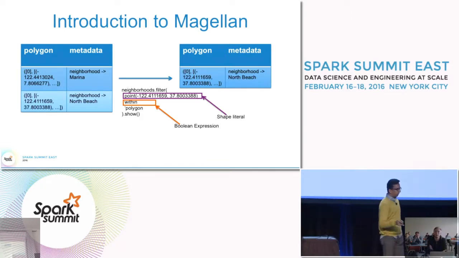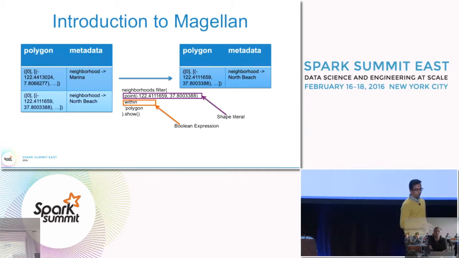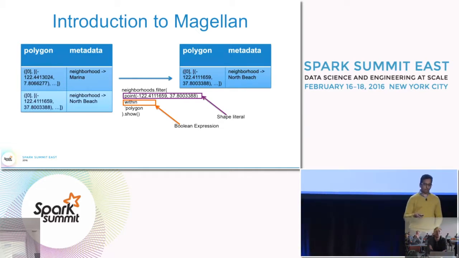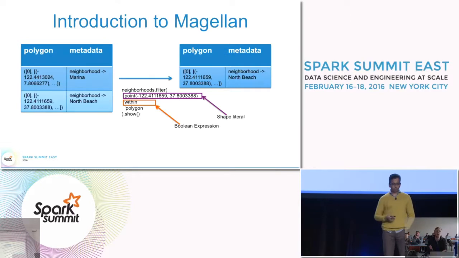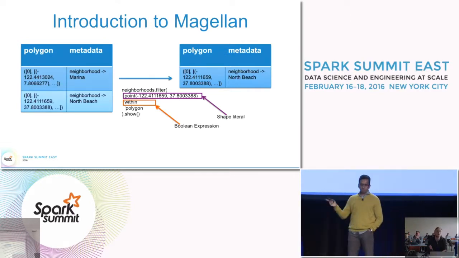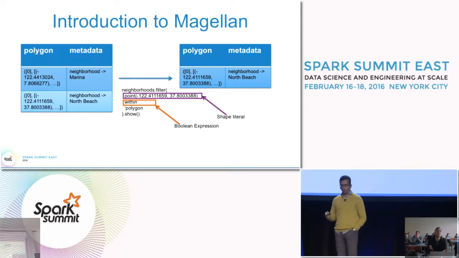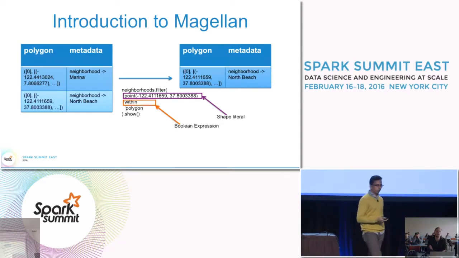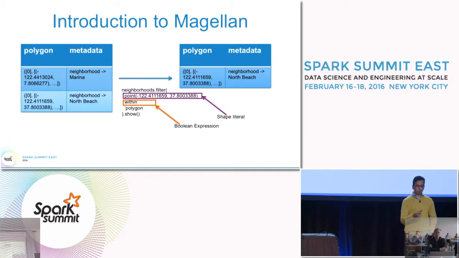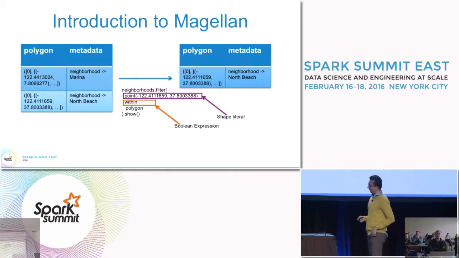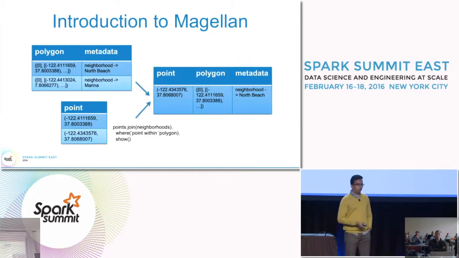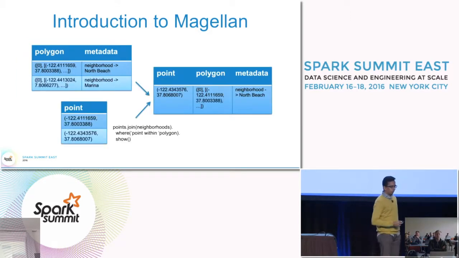If you're familiar with Spark SQL, this is very much Spark SQL. The only difference is that we have a SQL extension that allows you to define things like shape literals. So given a longitude and latitude, point gives you an expression that's a literal. Similarly, we have a within operator, which is a binary expression. It's a Boolean expression. It takes two shapes and figures out whether one shape is within the other, and so on. So that's as far as simple queries go.